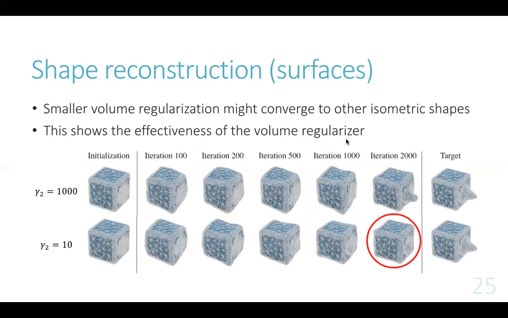Notice that the volume regularization term does matter for the reconstruction results. As you can see in the red circle here, in this row we use a small weight on our volume regularizer, but in the first row we use a larger number. This regularizer can help the reconstruction process make the shape expand to the target shape.